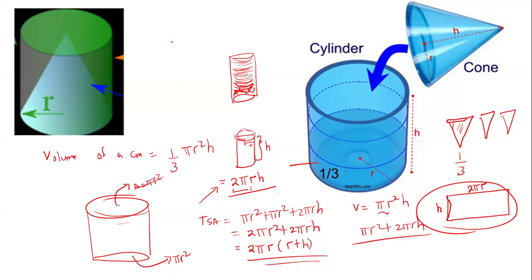But maybe the last one is for a cone. A cone, the curved surface area is this. If they tell you to find the curved surface area of a cone, it is given by pi r L, whereby L is this slanting length here.